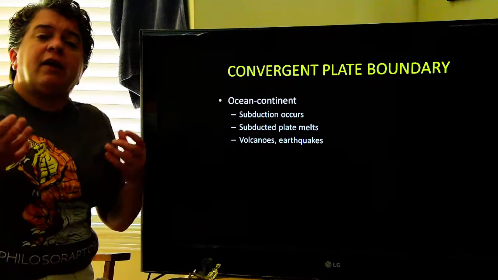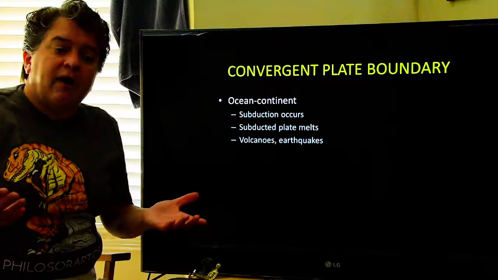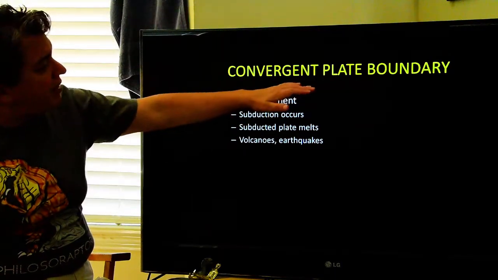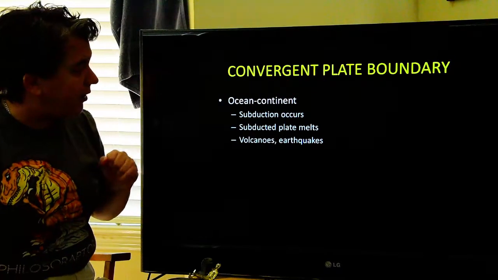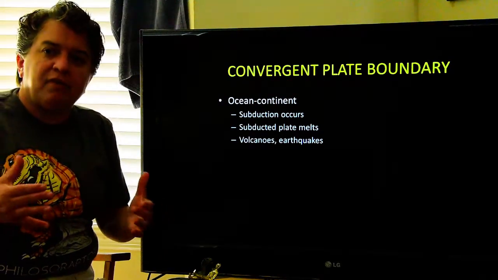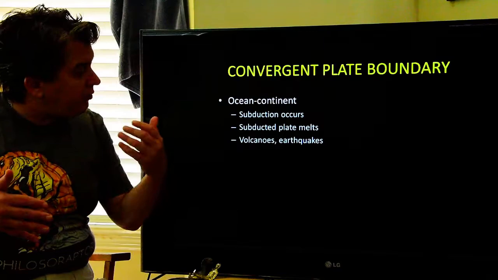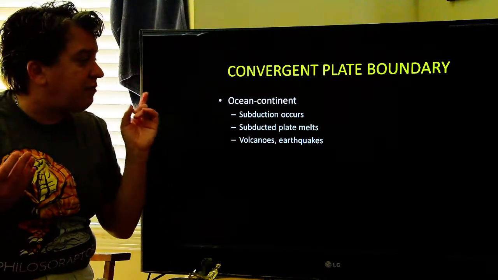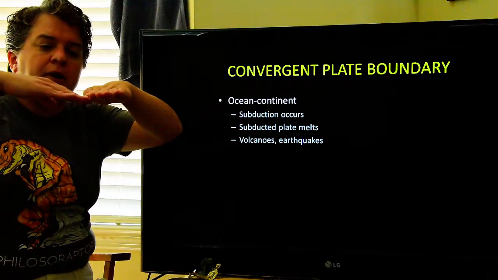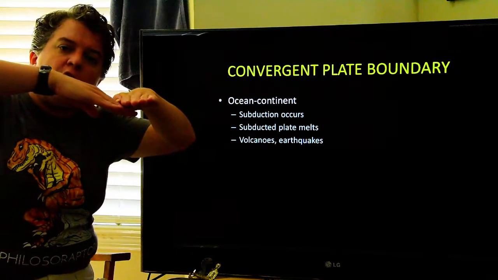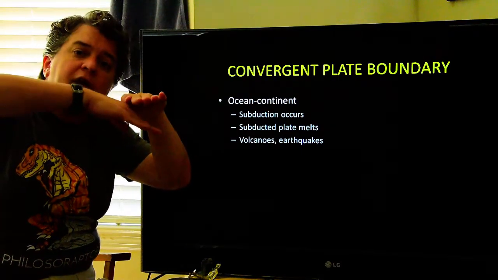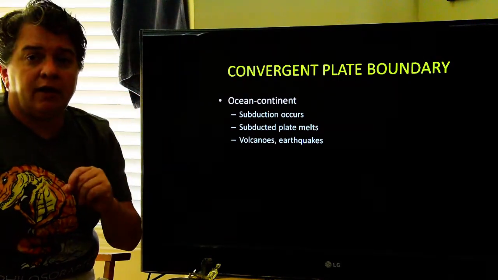Now the last thing that can happen when plates interact is they can push against each other. And that's a convergent plate boundary. And in this circumstance, you could have an ocean plate meeting a continent. And if this occurs, you get subduction. So subduction is where the ocean plate, because it is denser, will sink underneath the continental plate.